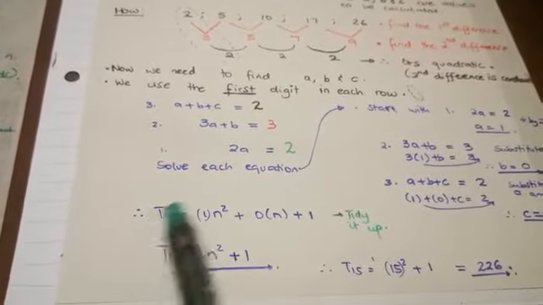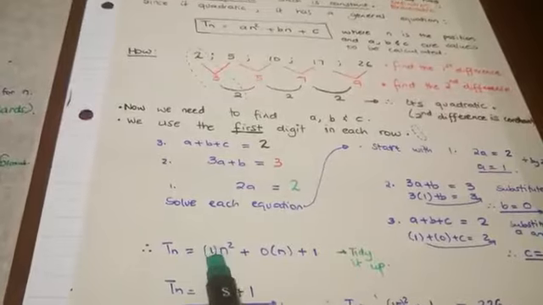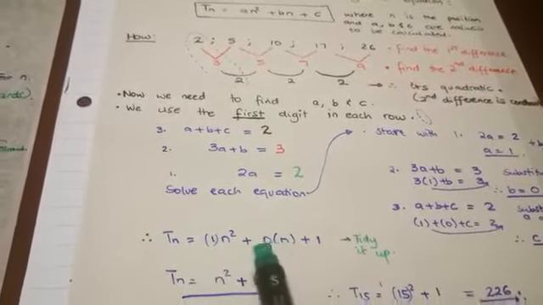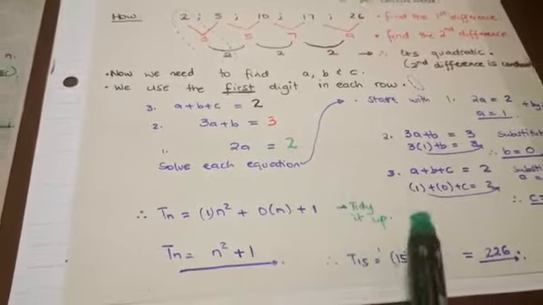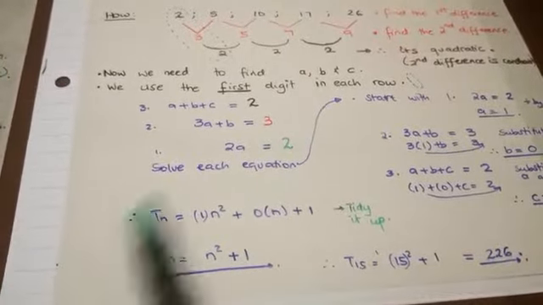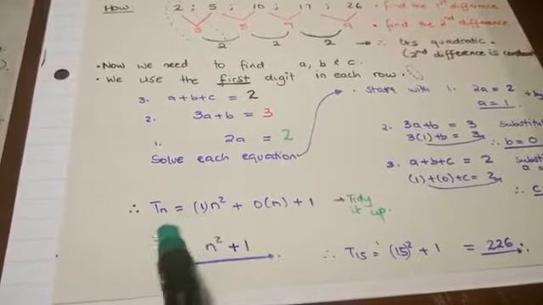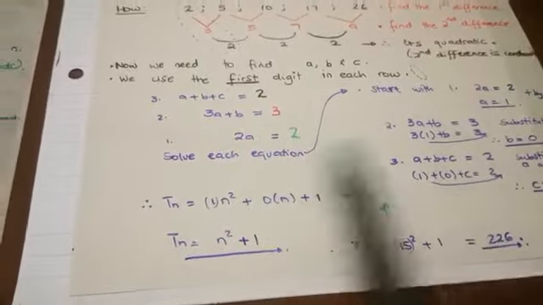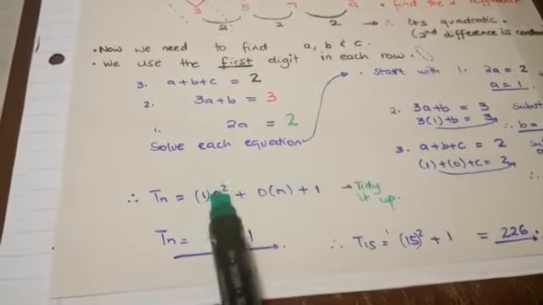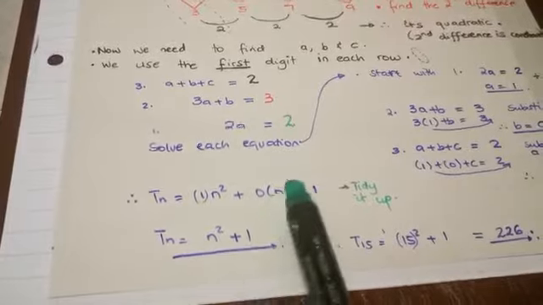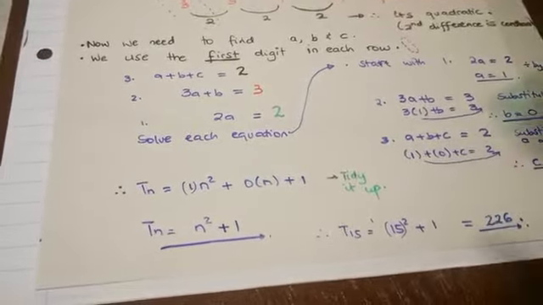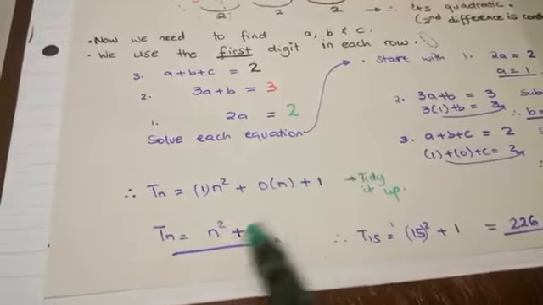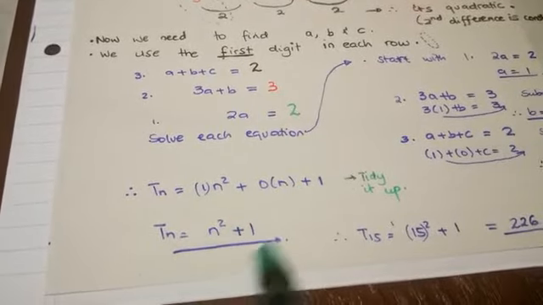So Tn is equal to, in the place of A, you put 1, so it's 1n squared plus 0n plus 1. Then don't forget to tidy it up. When you tidy it up, no brackets and no zeros, so please tidy it up. So 1n squared will become n squared, 0 times n is 0, so it disappears, and then plus 1, which gives you this.